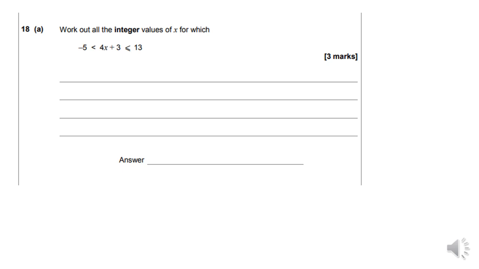Now it wants us to work out all the integer values of x. This feels like a massive departure from that last question. All of the integer values of x for which 4x plus 3 is greater than negative 5, but less than or equal to 13. So first off, let's take away 3 from all of it. So that would be negative 8. Keep the inequality signs the same. We're just left with 4x in there, and that becomes 10. Then we're going to divide by 4, so everything over 4.